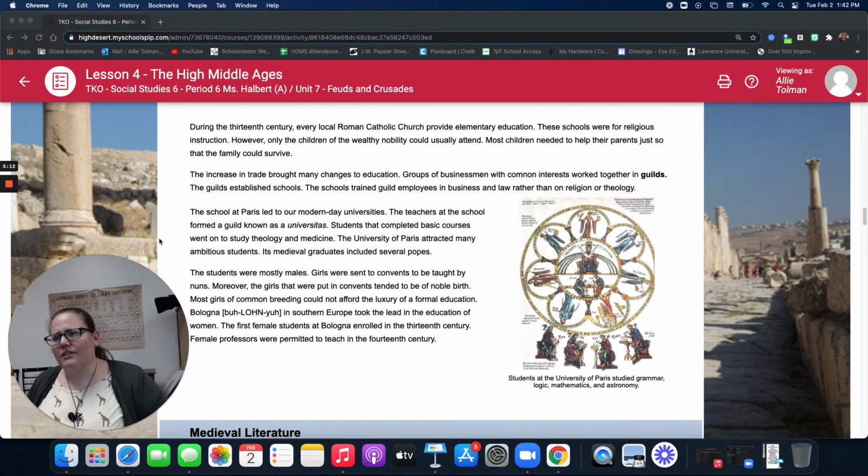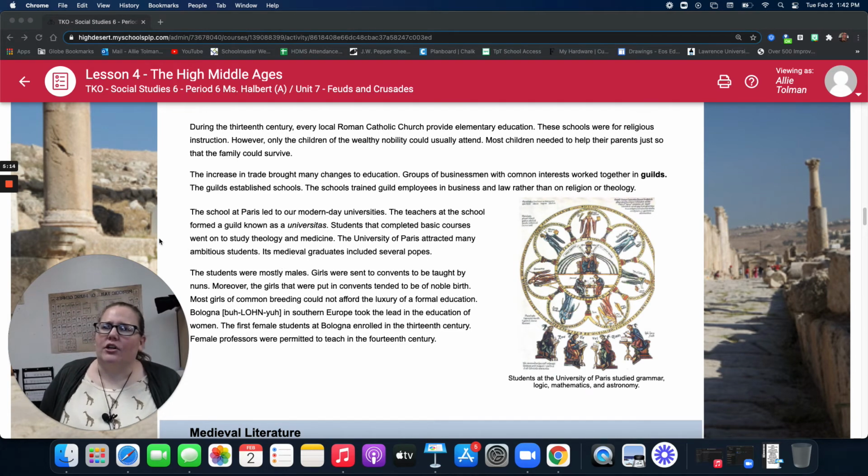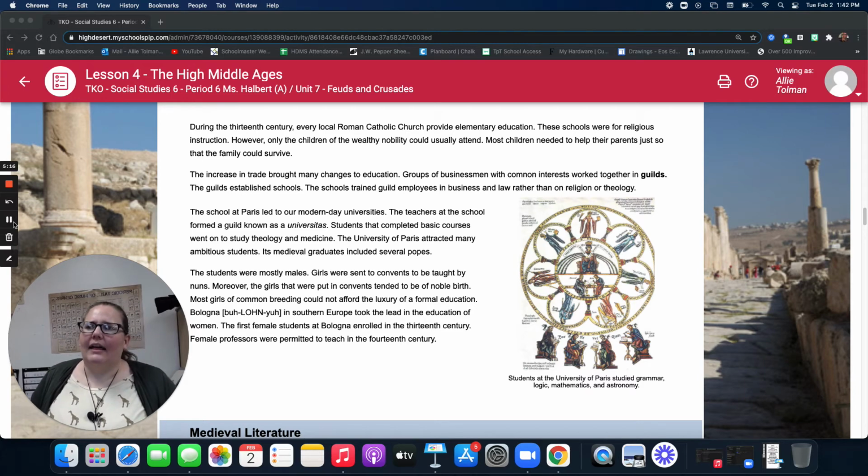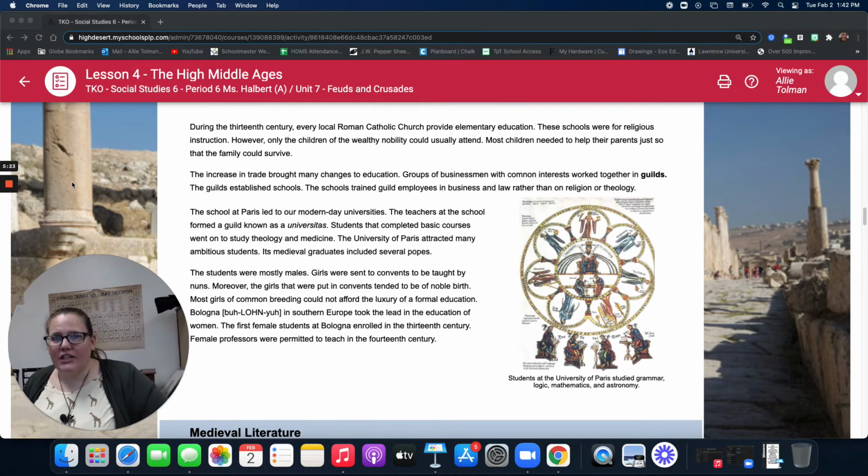During the 13th century, every local Roman Catholic church provided elementary education. These schools were for religious instruction. However, only the children of the wealthy nobility could usually attend. Most children needed to help their parents just so the family could survive. The increase in trade brought many changes to education.